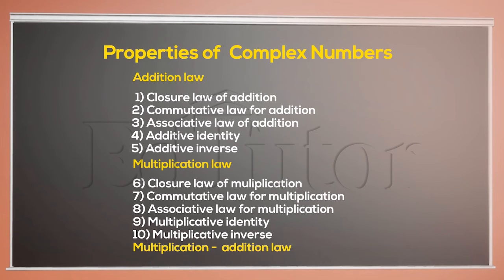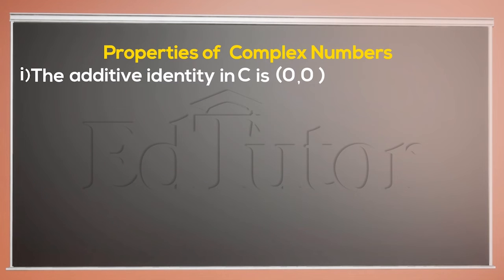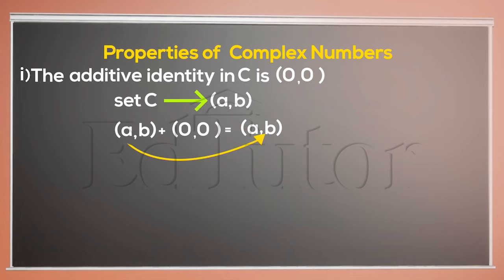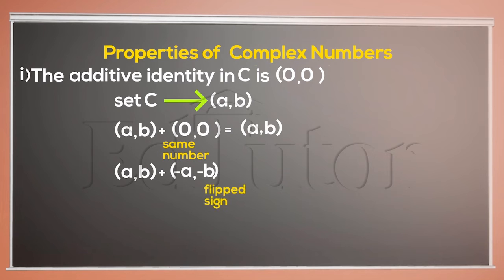Moving on, do you recall the mathematical laws of real numbers? Yes, some of them apply here too. More specifically to set C. Like the additive identity, we want the same ordered pair back. So we add it to 0, 0, which is the additive identity. Well, how about the additive inverse? It's the same pair but the signs flipped. So, their sum is 0, 0.